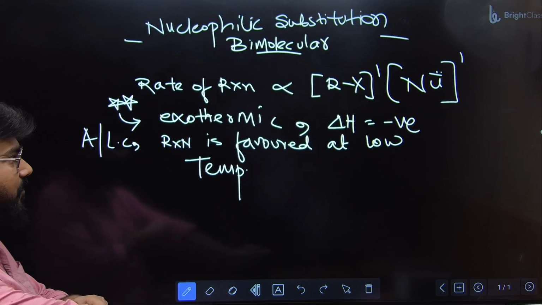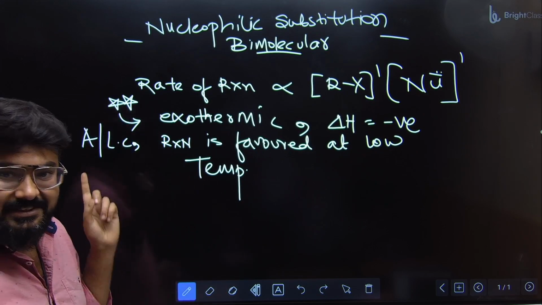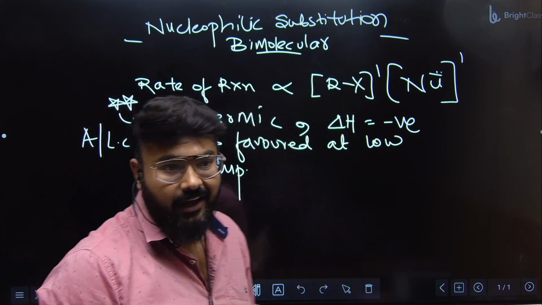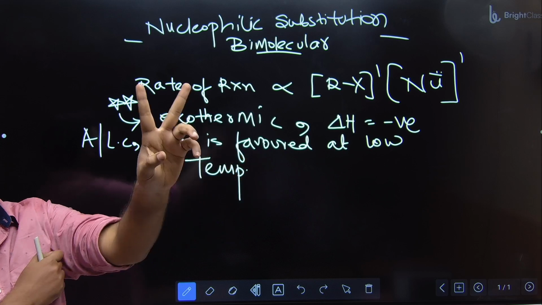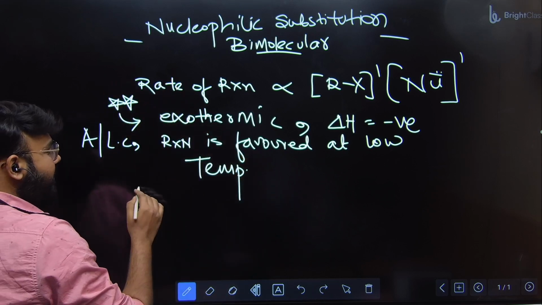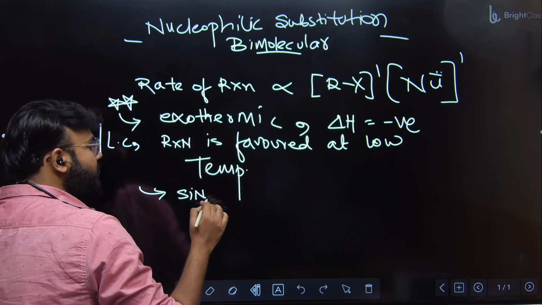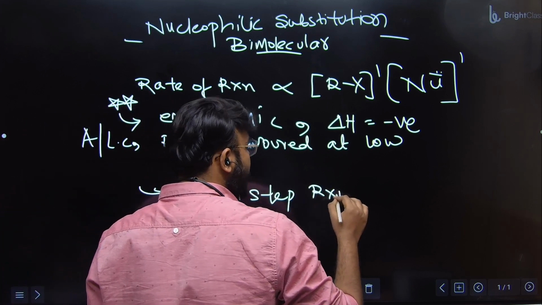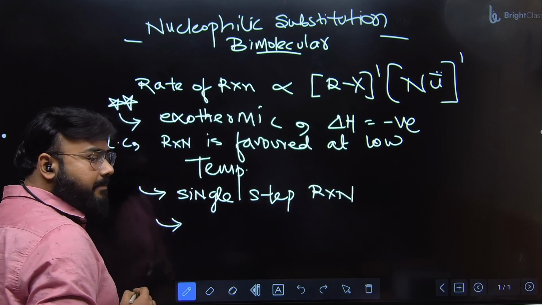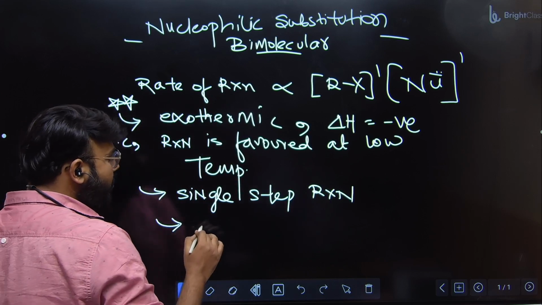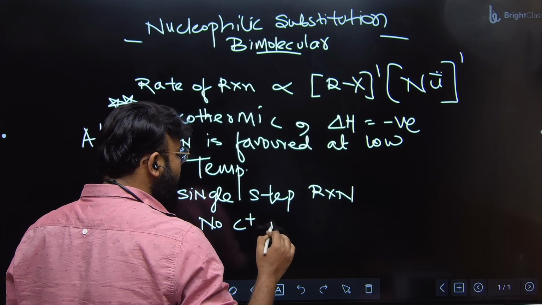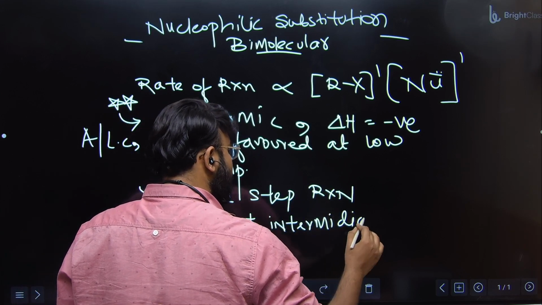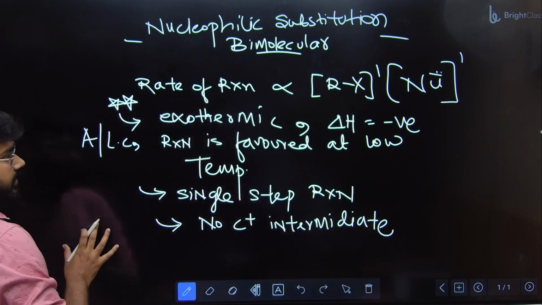All right. Now, remember the SN1 reaction. Parallelly, your mind should think about SN1. In the SN1 reaction, it was a two-step reaction. Here it is just a single-step reaction. In SN1, you had the carbocation intermediate. There is no carbocation intermediate here, okay?